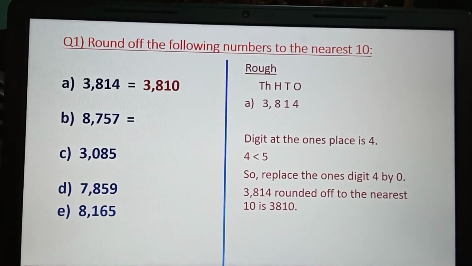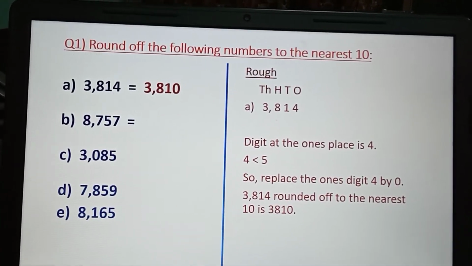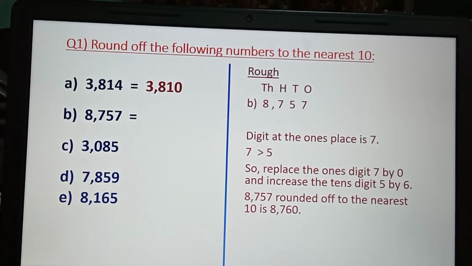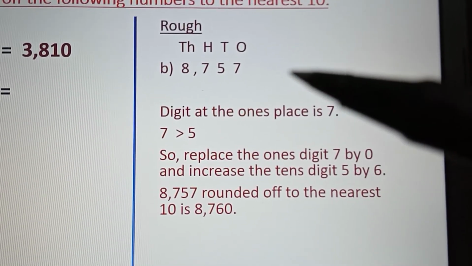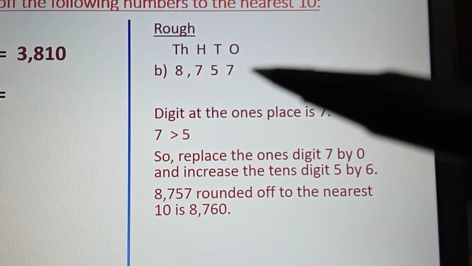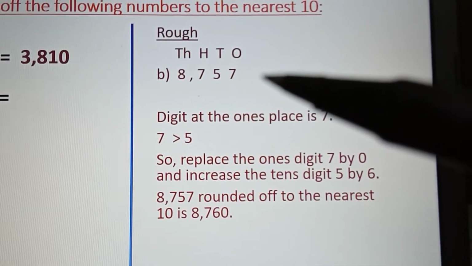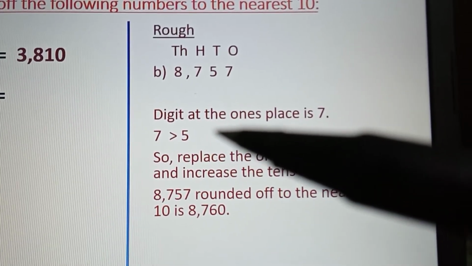Now we have question number B, 8757. I am again solving in the rough column, children. I am showing you here. Look, what digit is there at the ones place? It is your 7. Clear? 7 is more than 5.